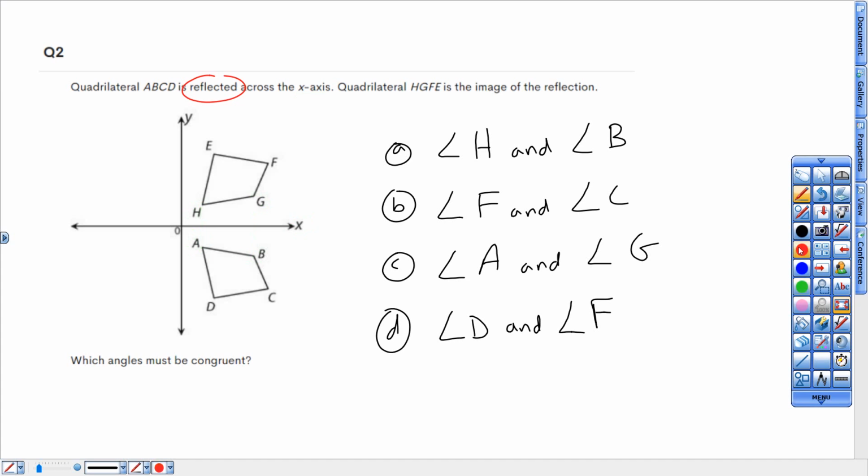It says H and B, and I can see those not across from each other. F and C. Let's look at that. Ooh, F up here, C down here. Yep, I'm thinking that one's good. A and G. Nope. D and F. Nope. So the only one that works is F and C, right smack across from each other. Those are the equal ones.